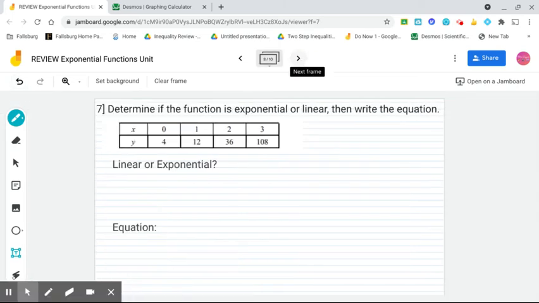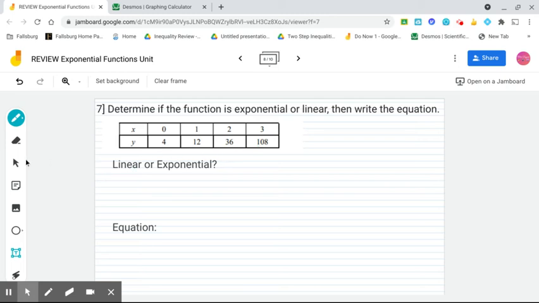All right, number 7, determine if the function is exponential or linear. Then write the equation. So if it is exponential, you're multiplying by a certain number. If it is linear, you're adding by a certain number. So we have to look at the pattern here. So I have 4 to 12 to 36 to 108.